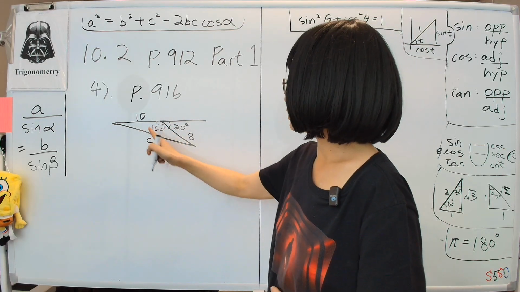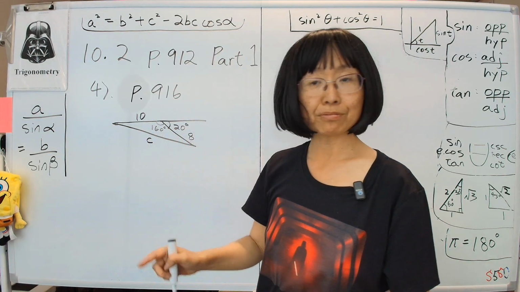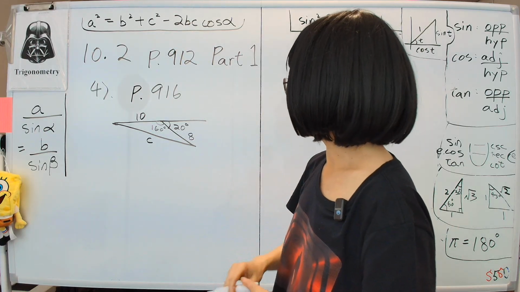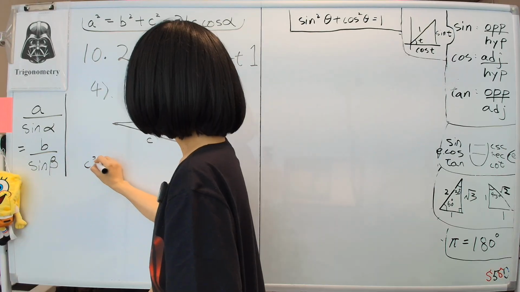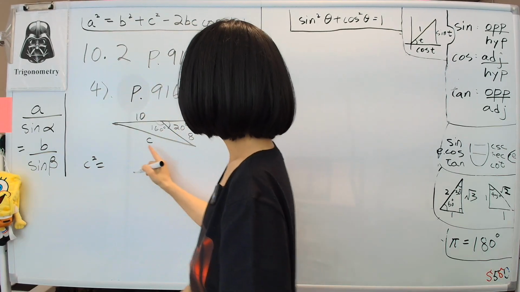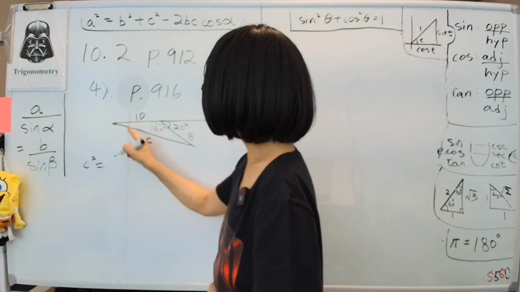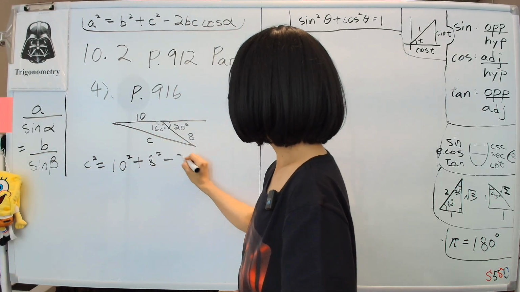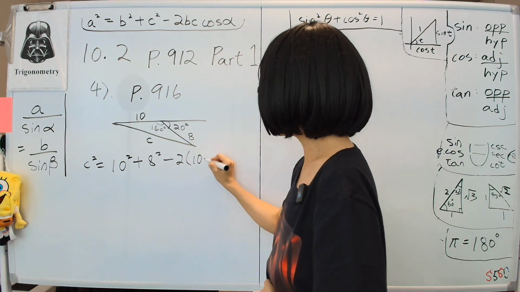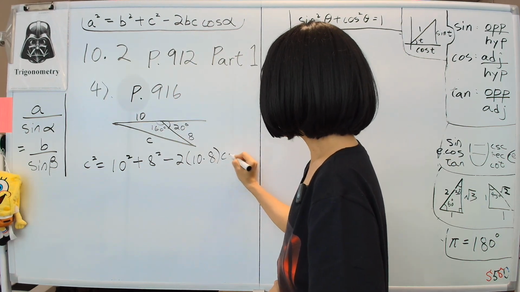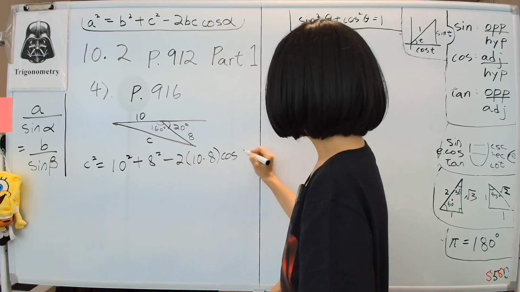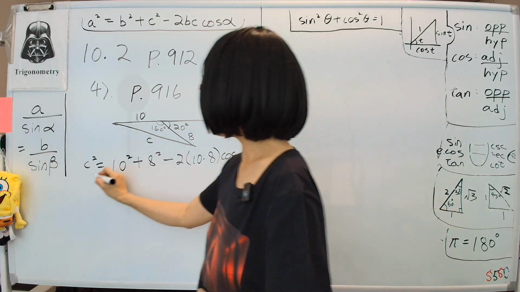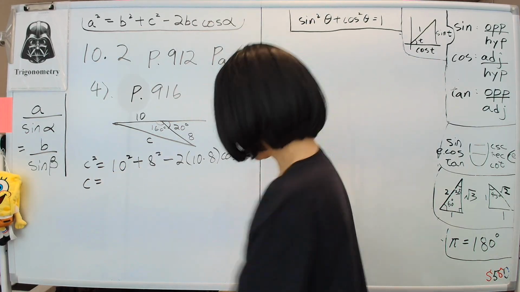So we have two sides and the angle in between, and we need to find the third side. That is a perfect candidate for the law of cosines. So c squared equals, following this rule, the square of the other two sides, 10 squared plus 8 squared, minus 2 times the other two sides multiplied together, 10 times 8, and times cosine of the angle in between them, which is cosine of 160 degrees. And that's it. So c will be the square root of all that. So let's do that.